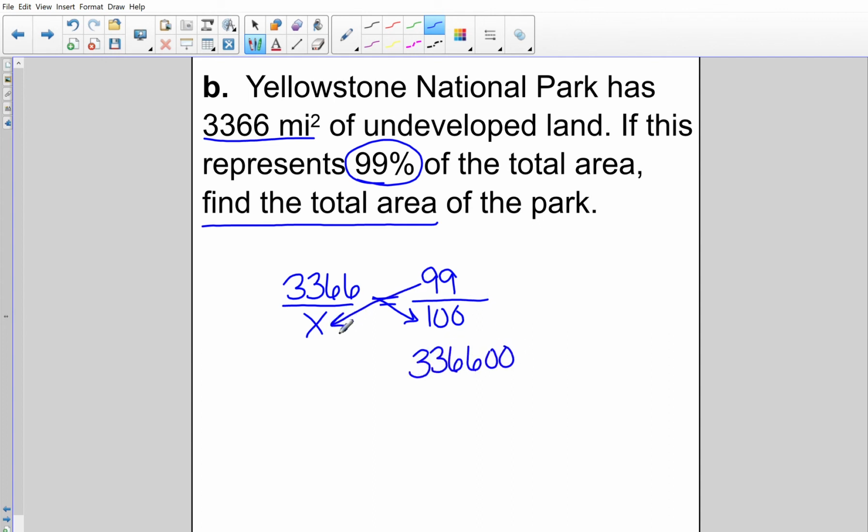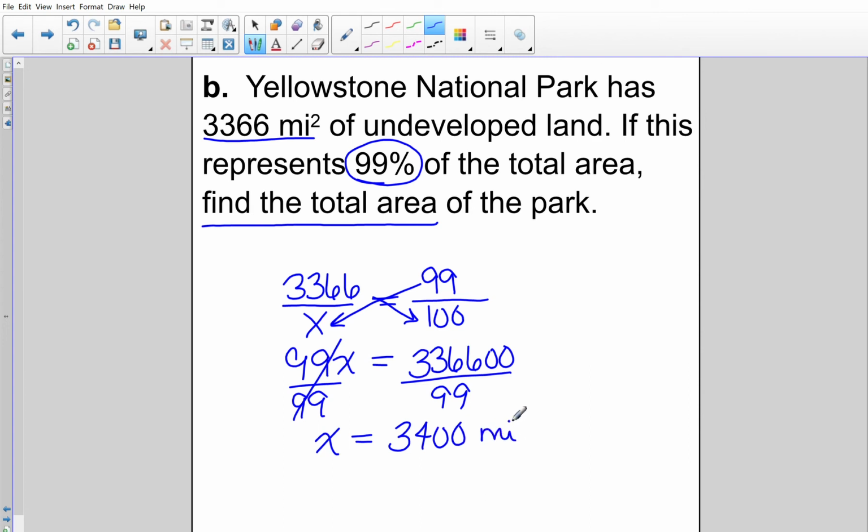Multiply on the diagonal and do it again. Okay, and then you're ready to divide both sides by 99. This cancels and we have our x. And when I divide by that, I get 3,400. And then this is miles squared, so I'm going to use miles squared because they're talking about the area. It would be the total amount of land.